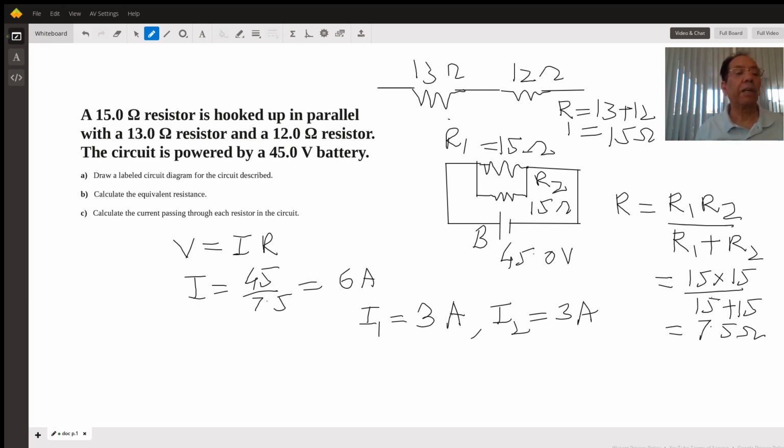Today I'm going to talk about a simple circuit wherein the question reads: a 15 ohm resistor is hooked up in parallel with a 13 ohm resistor and a 12 ohm resistor. The circuit is powered by a 45-volt battery.